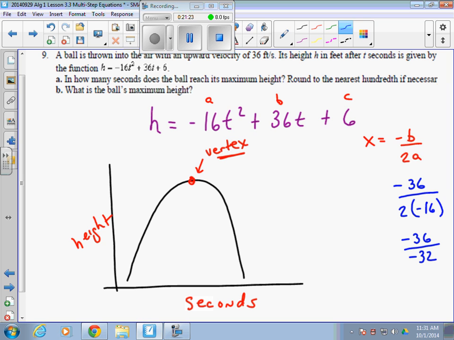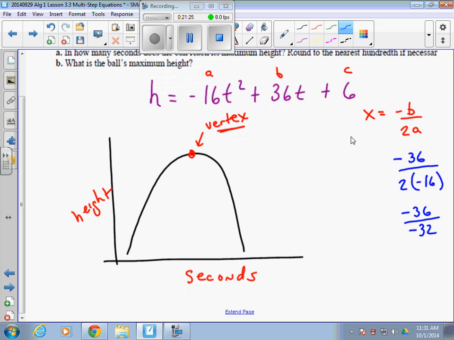We know that the number 2 goes into both of these, even if you don't know if there's a larger number that goes into it. 4 actually goes into it for sure. So a negative divided by a negative is a positive, 9 over 8, because 8 goes into 32. So the x value in this case is 9 over 8, which is the same thing as the mixed number 1 and 1/8.